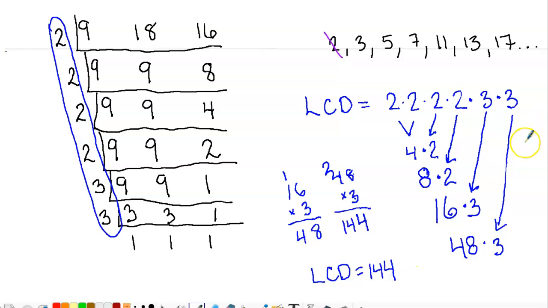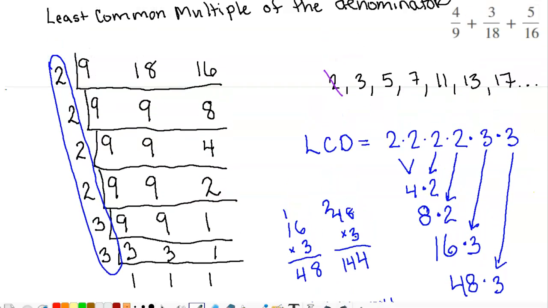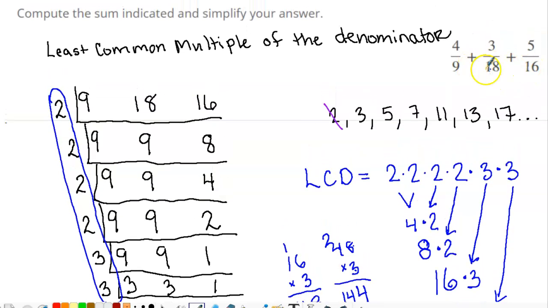You can look for the next video on how to get these fractions to look like a denominator with 144 and then add them together.